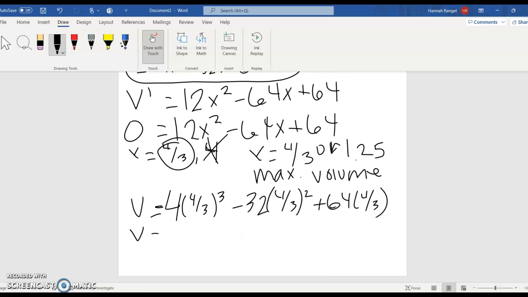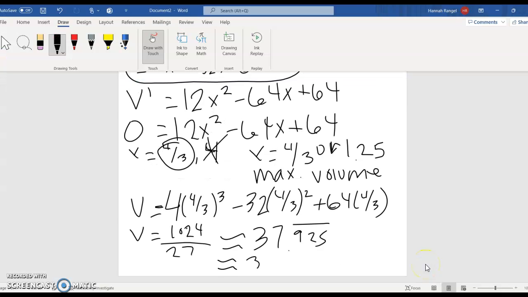Okay, so once you solve that equation, you get 1024 over 27, which is approximately 37.925. But the question states to round to 1 decimal place. So then you get 37.9 inches cubed.